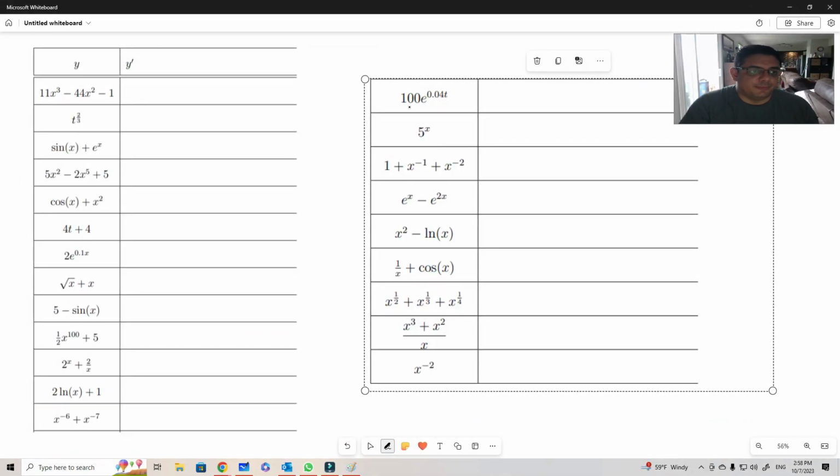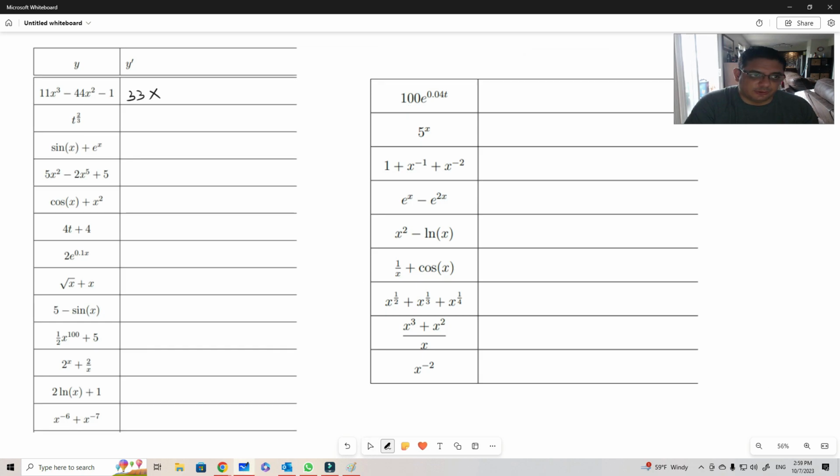Now we jump to some more elaborate derivatives. So in this part, we can see that we have a subtraction, but they play exactly with the same rules as when we have a sum of different powers. So for example, here we will have 33 x to the 2 minus 88 x and minus 0, because 1 becomes a 0.